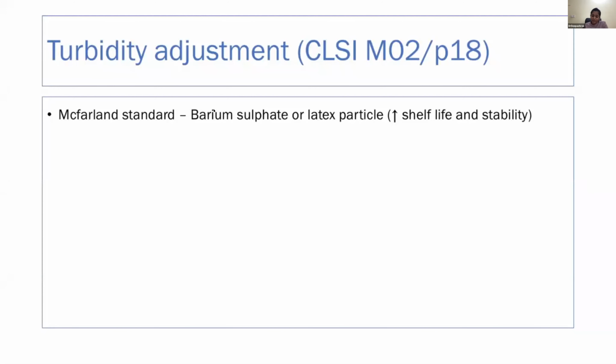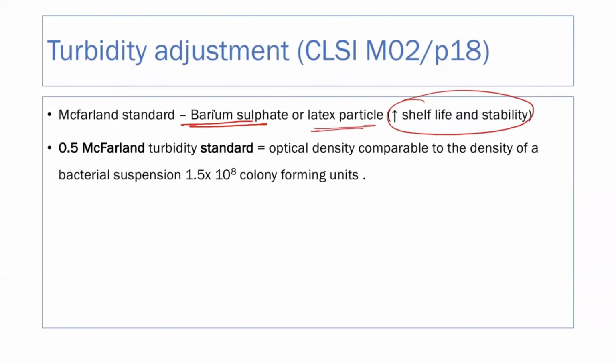So McFarland standard is usually prepared according to the SOP using barium sulfate, or even latex particle is available. This use of latex particle will help in increasing shelf life and also stability of the McFarland solution. So most commonly for all bacteriological cultures, we use 0.5 McFarland. How do we equate that to 1.5 into 10 power 8 CFU?